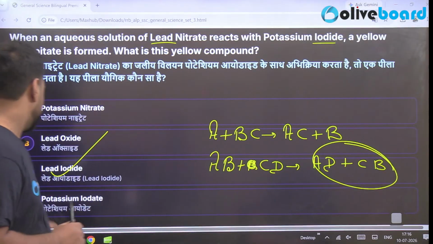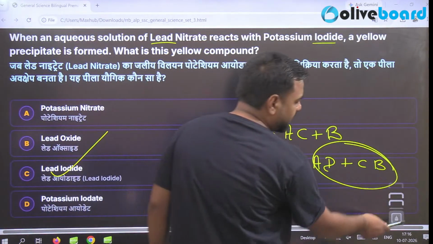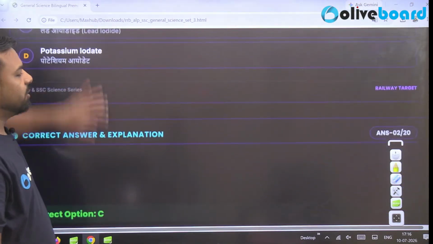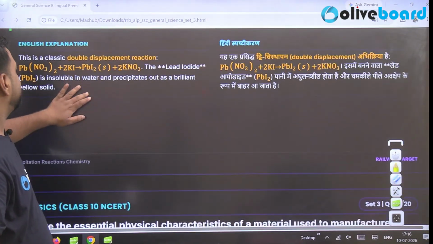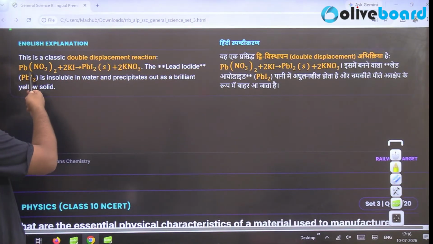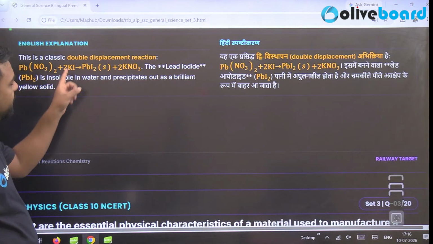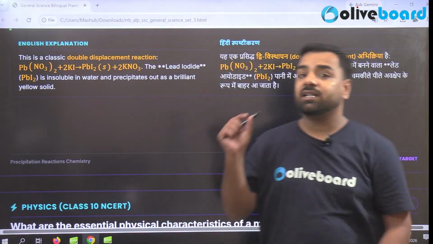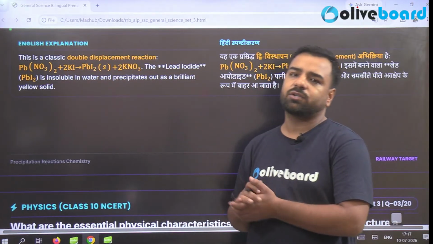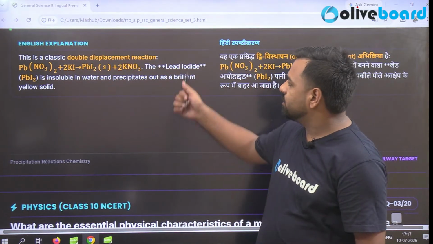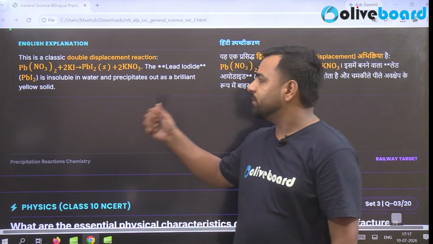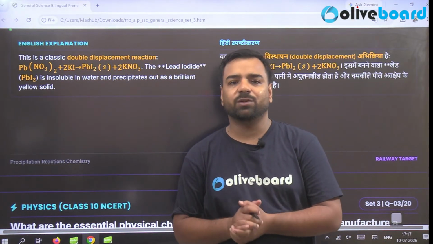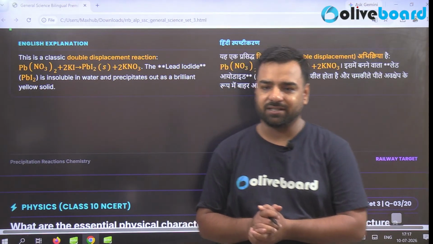And as discussed in the very starting, I am discussing all those questions which were asked in examinations previously, and I'm also including all the explanations. Just see, this is the reaction. Lead nitrate, when it was reacting with potassium iodide, formed lead iodide and potassium nitrate. So yes, the yellow precipitate that was asked in the question is lead iodide. Lead iodide is insoluble in water, and hence it precipitates out as a brilliant yellow solid. So that's why option number C was the correct answer.